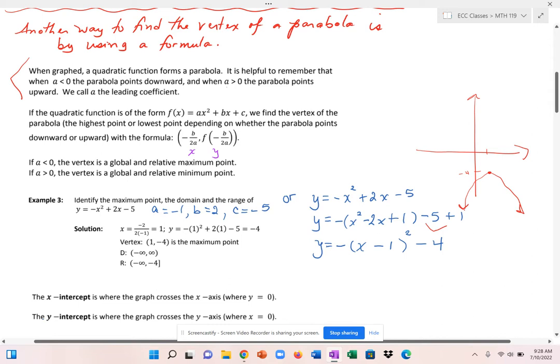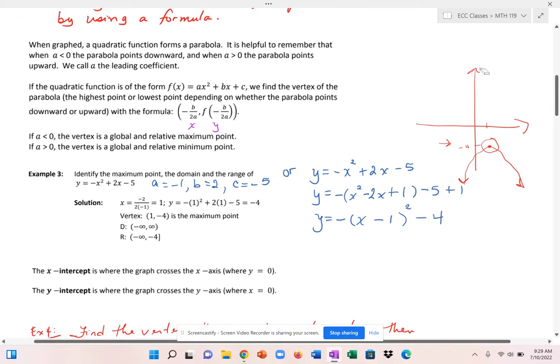In order to describe the range, I can use this picture to help me. You read your range on the y-axis. Both sides of this are going towards negative infinity, and then it increases until you get to this point here, which is my maximum at negative 4. So my range is from negative infinity to negative 4, with a bracket around the negative 4 because negative 4 is part of the range. That's actually where the vertex exists.